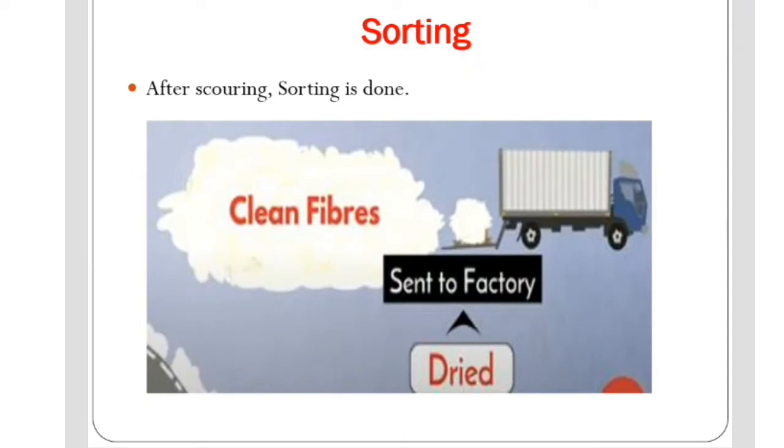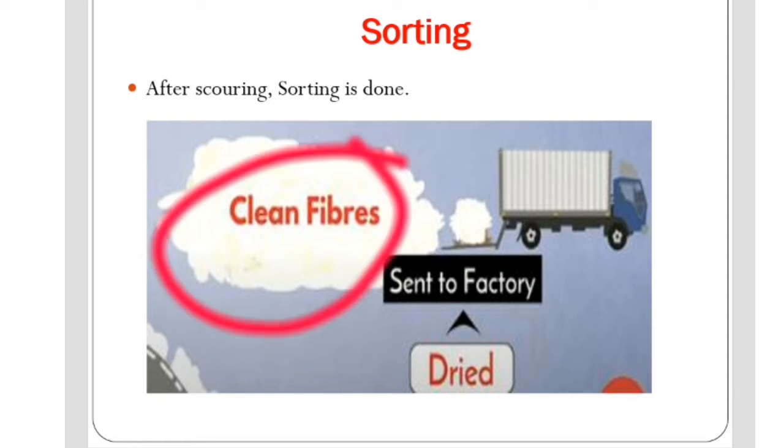Third step is sorting. After scouring, sorting is done. The clean fiber is sent to a factory where hair of different textures are separated or sorted. Okay?